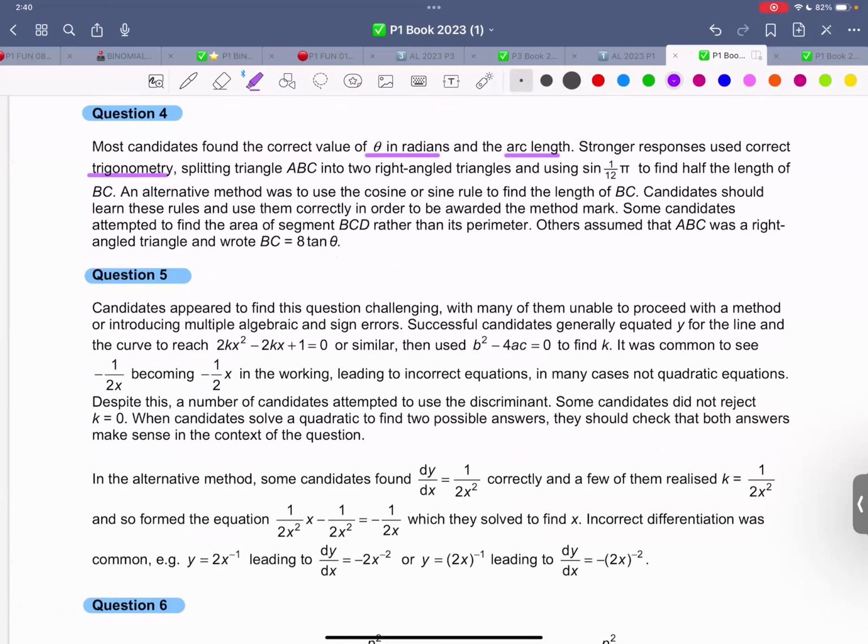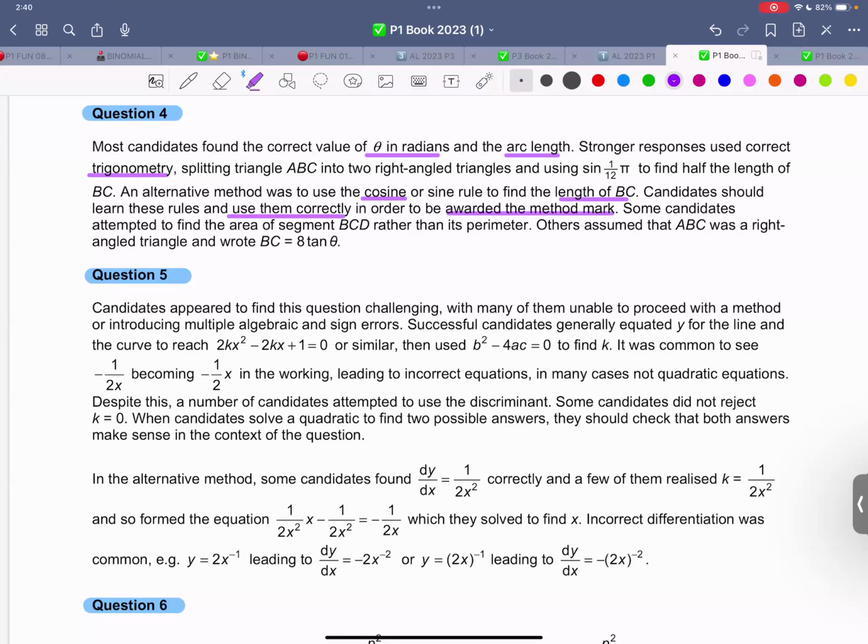Splitting the triangle into 2 right angle triangles, or using sine 1/2 pi to find half the length. I don't know what the need for that is. Why don't they just go ahead and use the cosine rule? An alternative method was to use the cosine rule to find the length of BC. Candidates should learn these rules and use them correctly in order to award the method mark.